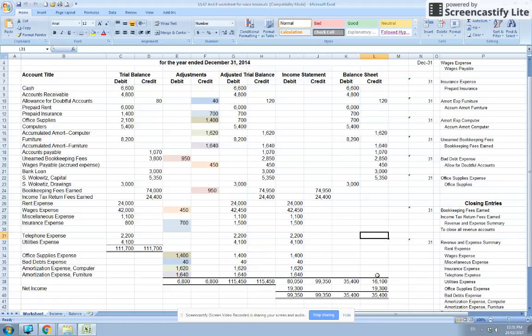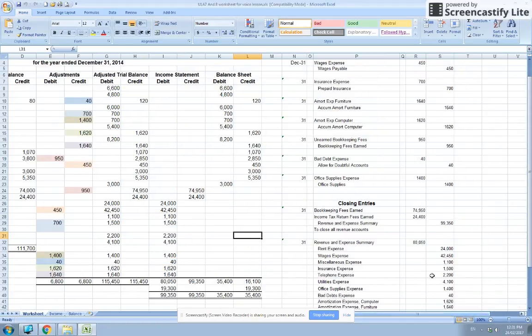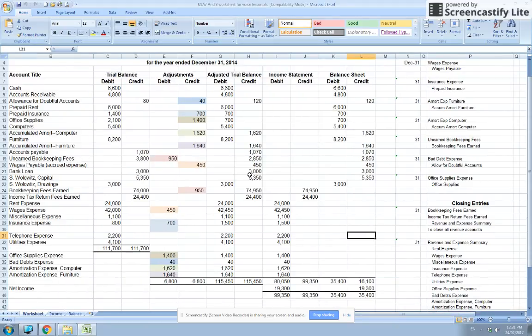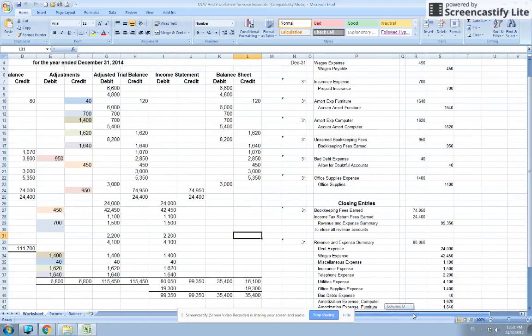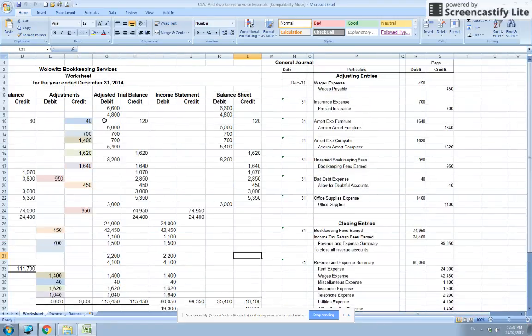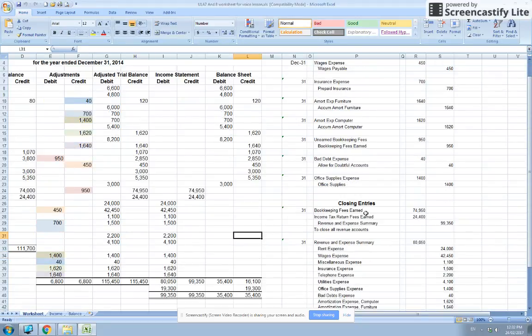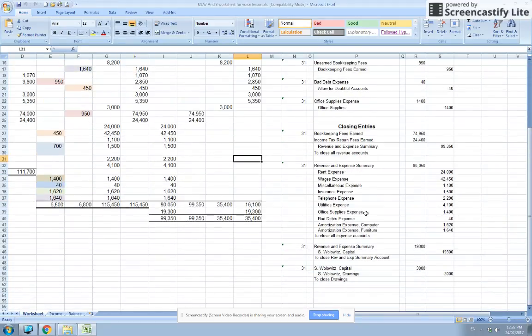Once you have completed the worksheet, then you have to journalize the adjusting and closing entries. Just by recording the adjustments on the worksheet doesn't get them into the accounts. You have to journalize and post. So all the information from the adjustments on the worksheet gets journalized, then you do the closing entries.